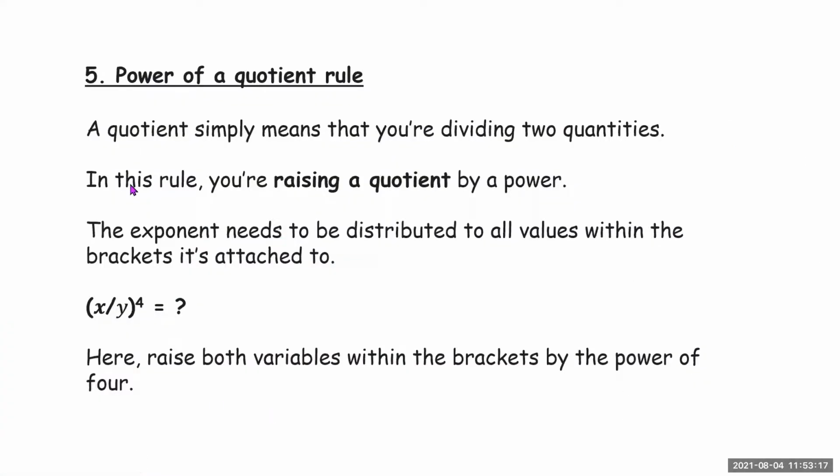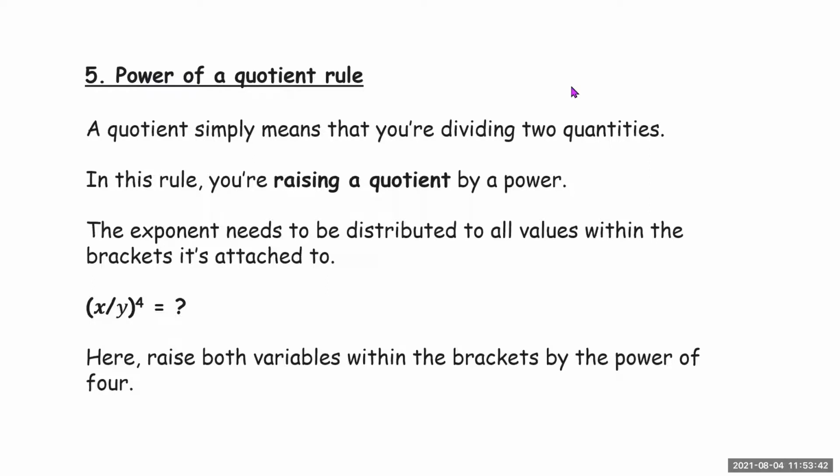The fifth rule is the power of a quotient. Power of a quotient, like the power of a product. Last time we saw the product; now the quotient. The quotient simply means that you are dividing two quantities. In this rule, we are raising a quotient to a power.